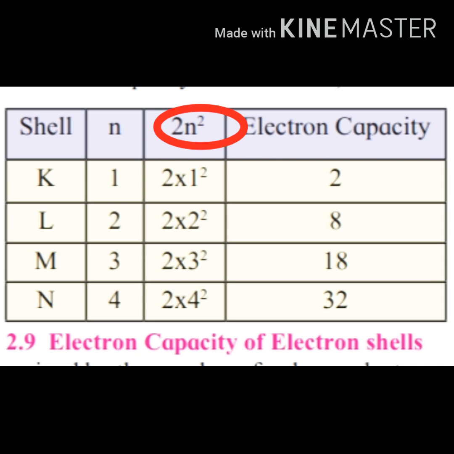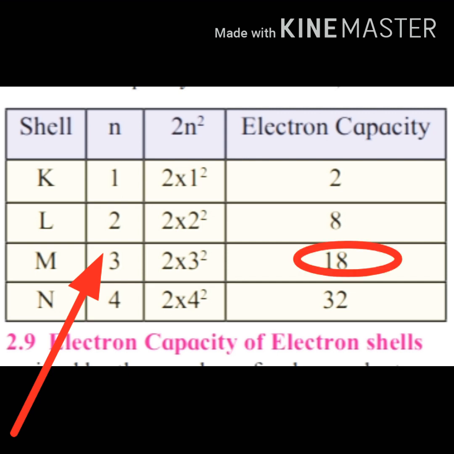If you apply this to any shell, for example 3, you will have 2 into 3 square. 3 square is 9, so 2 into 9 is 18. That means the third shell will have an electron holding capacity equal to 18. You can calculate this for any shell now.